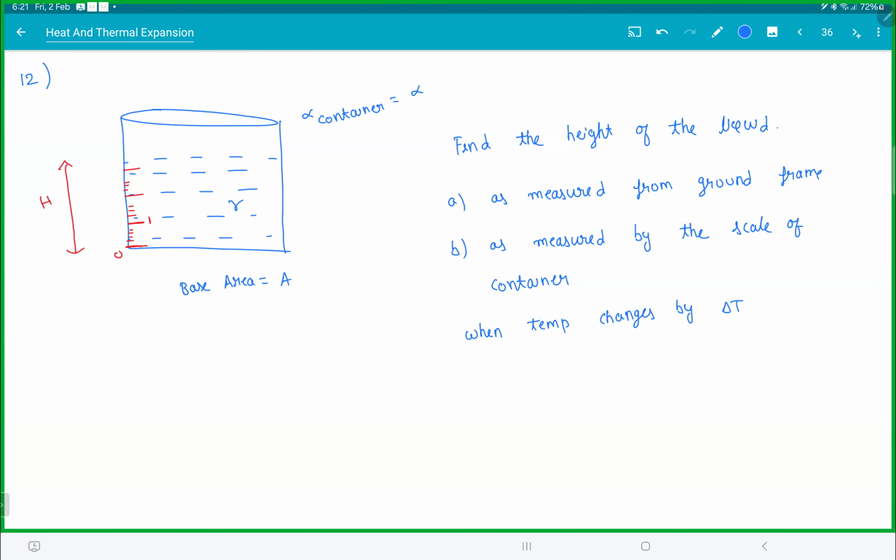Ooh, HA alpha T, what is that? Your dimensions are not matching. Dimensions match नहीं हो रहे थे ना? No, but still, dimensions are not matching. How did you multiply h into area? H into 1 plus gamma plus, no, that is wrong.